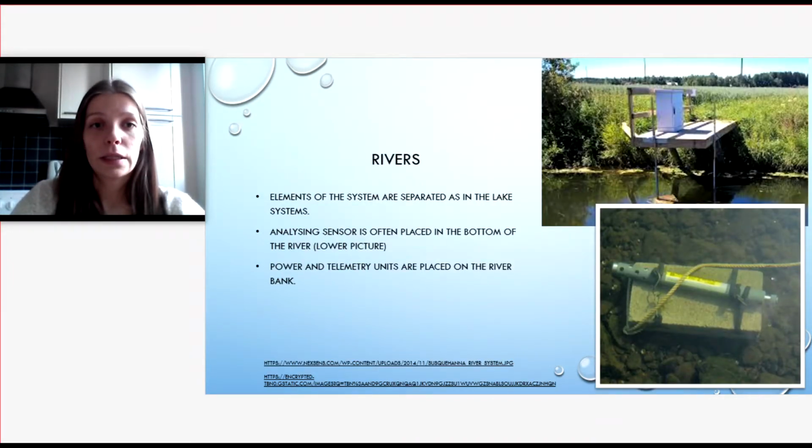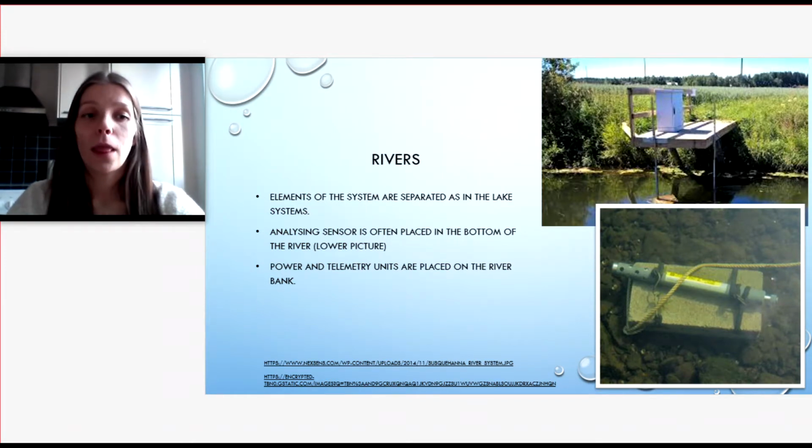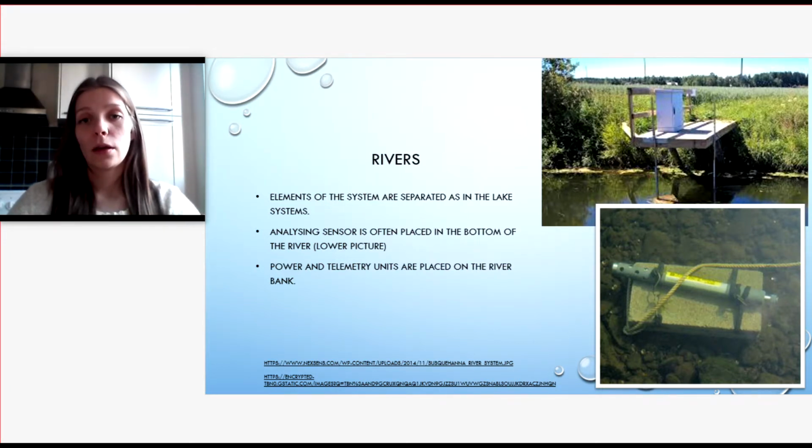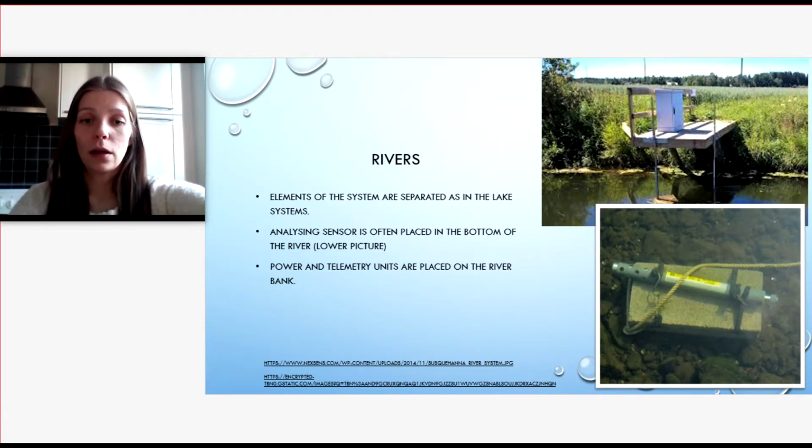Next, there are two pictures of systems for rivers. Elements of the system are separated as was in the lake systems. And because of the fluctuation of water level and strong flow, the analyzing sensor is usually placed in the bottom of the river, where the conditions are more stable, as you can see from the lower picture.